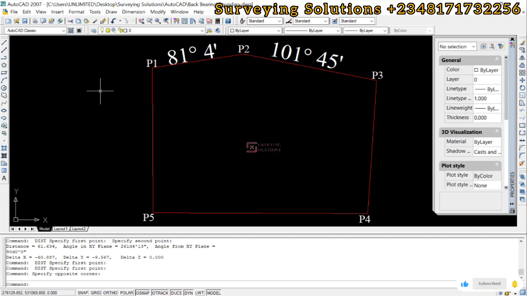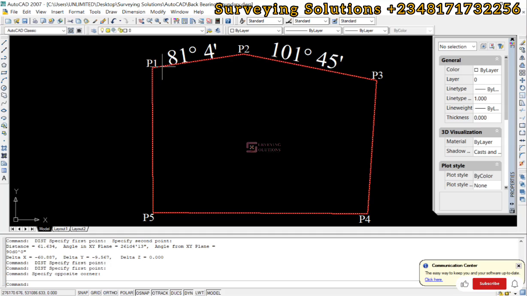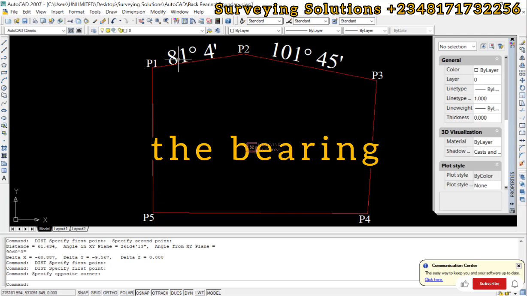How have you been? On today's tutorial, we are going to do a brief one on the concept of back bearing and forward bearing in your boundary survey. Right, good. So now we have a perimeter here, or let's say a boundary, and then we have about 5 points, right? Good. And now we have extracted the boundaries of 2 of the 5 lines.